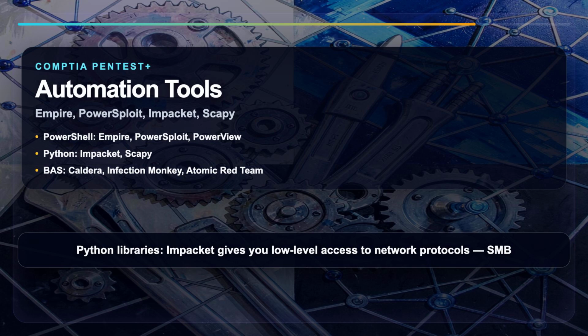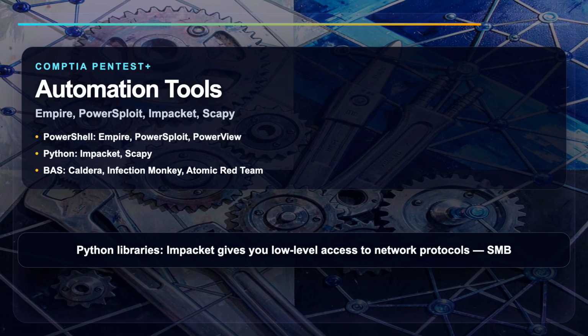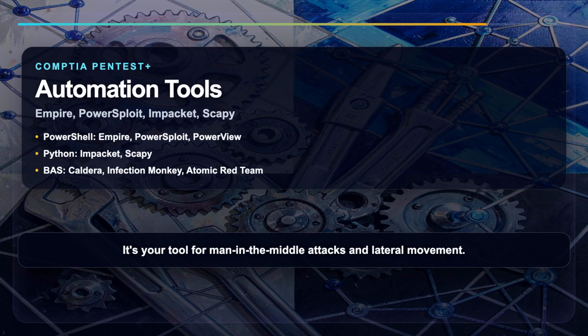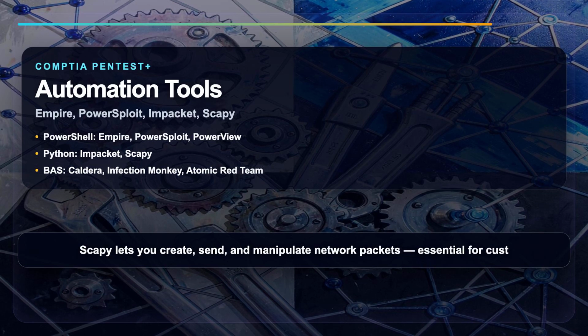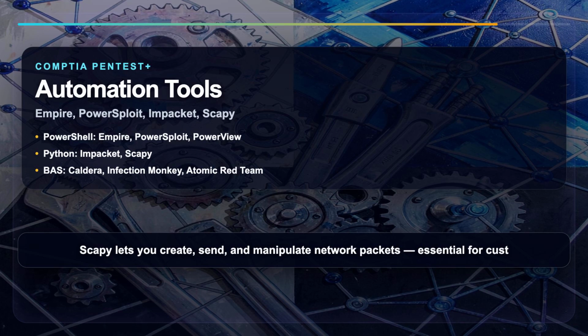Python libraries. Impacket gives you low-level access to network protocols. SMB, RDP, LDAP. It's your tool for man-in-the-middle attacks and lateral movement. Scapy lets you create, send, and manipulate network packets, essential for custom scans and spoofing.